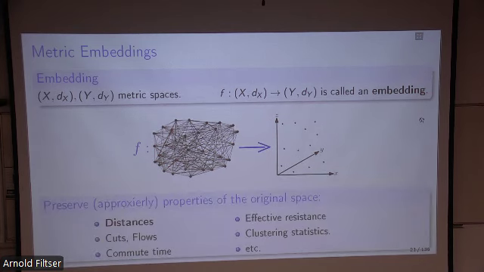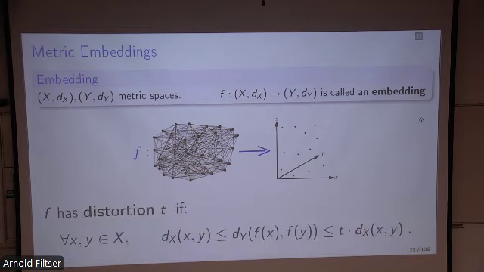In metric embeddings, we basically want to preserve many different properties. Properties could be distances, which is the main topic of today, but also others, like other statistics: cuts and flows if it's a graph, commute time, effective resistance, some clustering statistics. If you don't know what it means, just ignore it. We'll focus on distances.